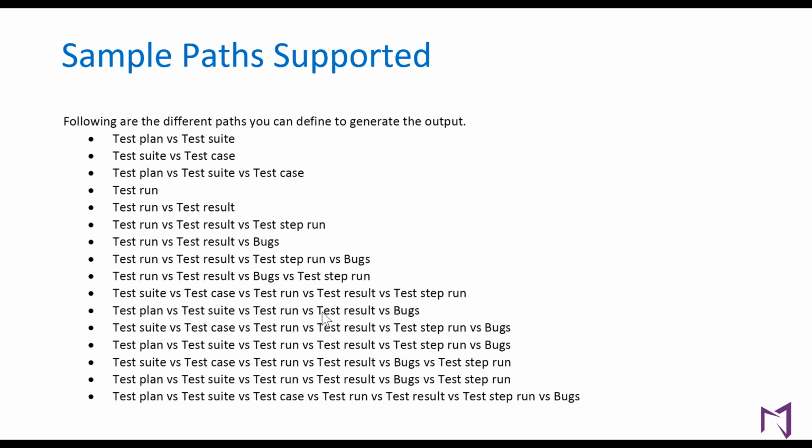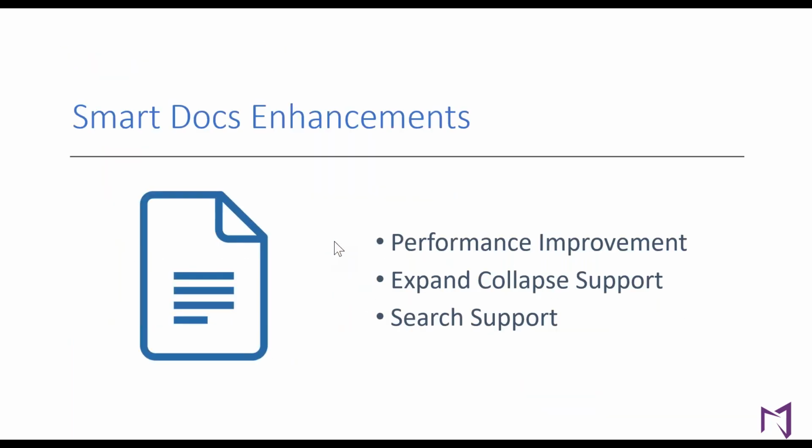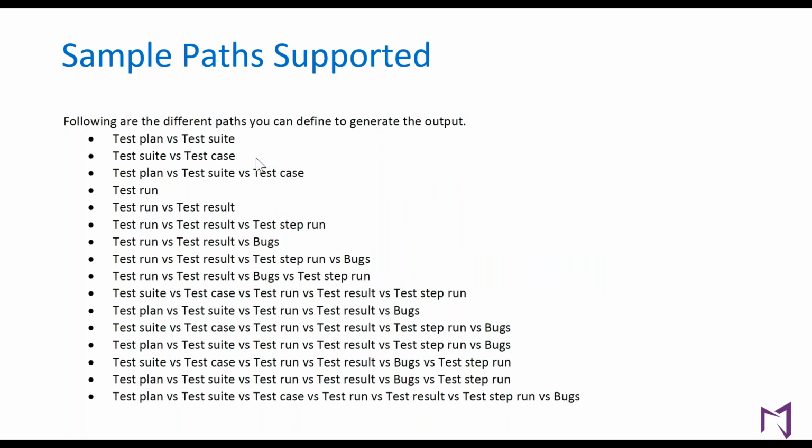What all of that really means is that you can generate reports to see what test plans and test suites exist, or for a test suite, what test cases exist, or for test plans to test suite to test cases, and so on and so forth. There are various permutations listed here that you can configure the system to report on.